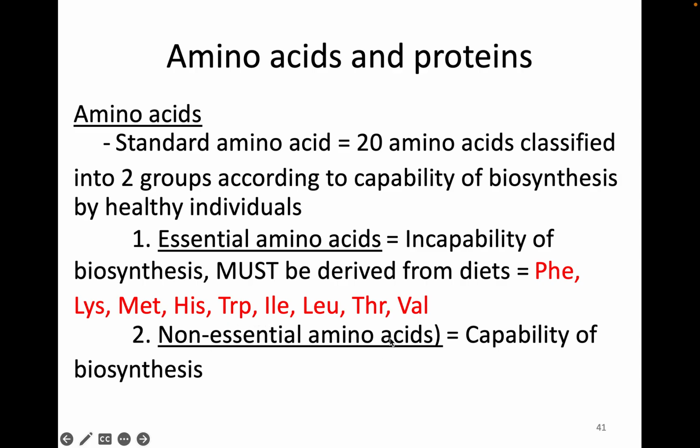There are 9 essential amino acids you might be familiar with: phenylalanine, lysine, methionine, histidine, tryptophan, isoleucine, leucine, threonine, and valine. The rest of them are non-essential amino acids.